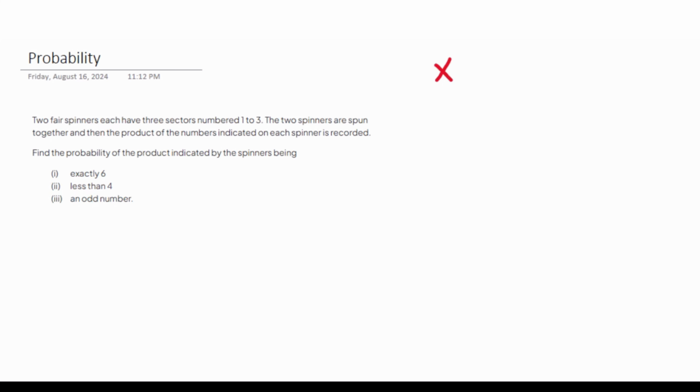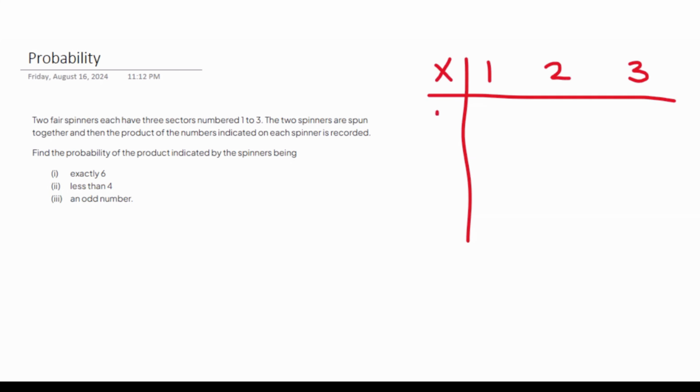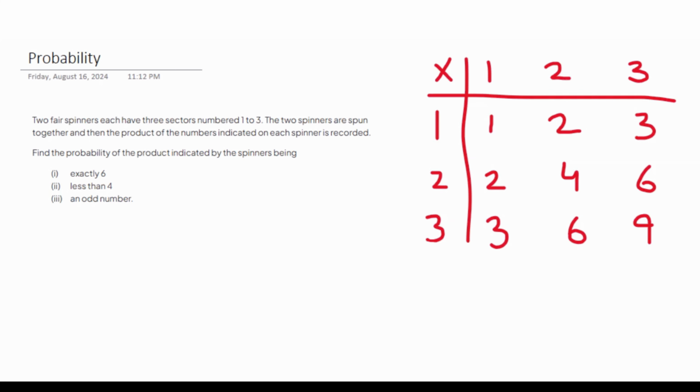The first thing is we would draw a table. We are going to list the number of outcomes, and you see that there are two spinners, so we are going to put three spinner options here and then three spinners here. Now it's once, twice, thrice, then we go for 2 times 1 is 2, then 2 times 2 is 4, 2 times 3 is 6, 3 times 1 is 3, 3 times 2 is 6, and 3 times 3 is 9. So these are the total number of outcomes we are going to get.